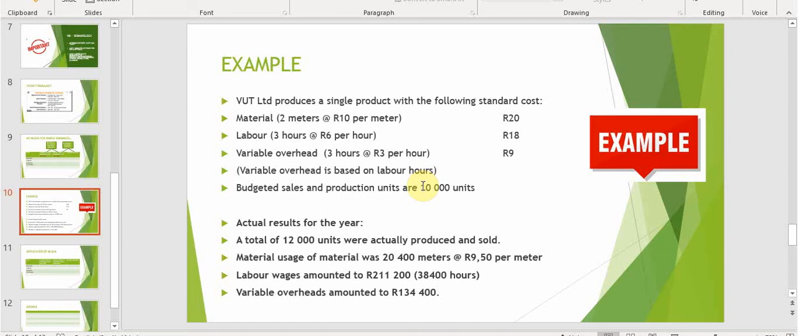and sold. Material usage of the material was 20,400 meters. So that's your actual input at 9 Rand 50 per meter. Then there's some labor wages that amounted to 211,200 Rand. The actual input in terms of hours was 38,400. And then we have variable overheads that amounted to 134,400. Right, with that information, let's use this example and then move on to the block and fill it out.